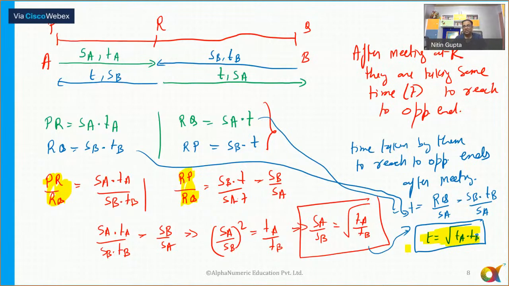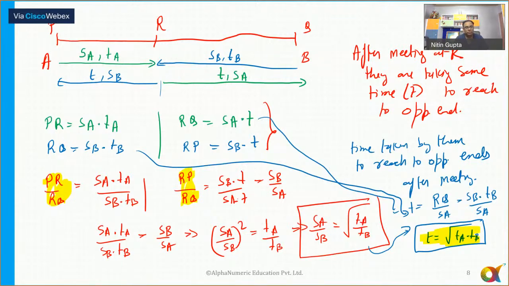So here you can see the same thing. We can apply this concept in all the questions where they started at the same time and after meeting they are taking different times, or they started at different times but after meeting they are taking the same time here. All right. And we can also find out the ratio of the distances, like the ratio of RQ upon RP, because after meeting they are taking the same time, so the ratio of distance is equal to the ratio of speed, and then you can calculate it.